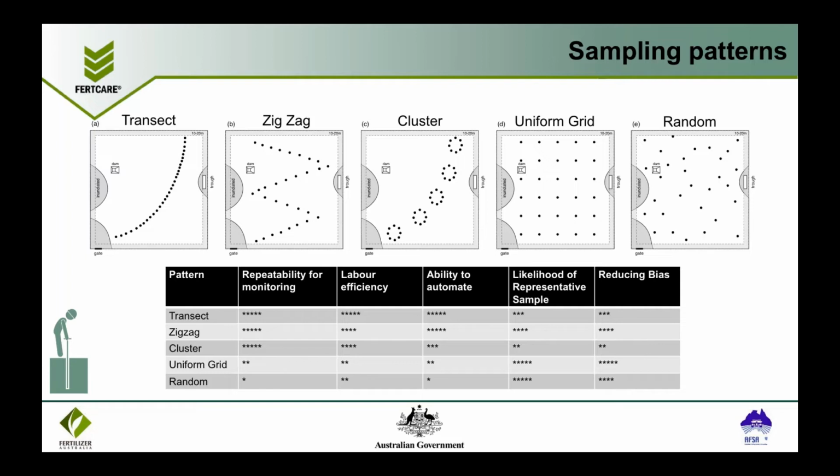Some of these patterns are easier to use than others, in that, for example, things like transects are potentially much more repeatable than things like a random type approach. It's usually quite labour efficient in that you're often going in one gate and out another gate in the other corner of the paddock. It's likely to be relatively easy to automate in terms of the fact that if you're collecting geo-coordinates, you could follow that transect relatively easily later.